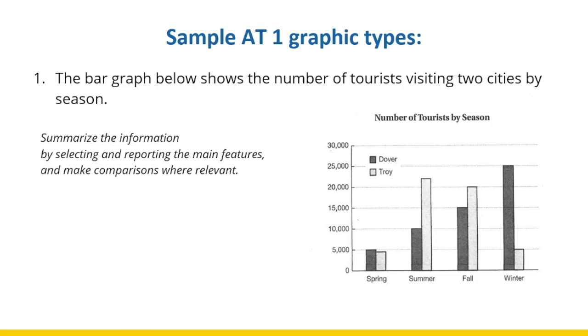As we found out from reading this topic, Dover and Troy, we have numbers. So these numbers represent the number of people who are coming to these two cities by season. And we have 4 different seasons: spring, summer, fall, and winter. As you see, the most popular time to travel to Dover is winter. And the most popular time to travel to Troy is summertime. For example, in winter, 25,000 people come to Dover, and in the summer, it's a little bit over 20,000.